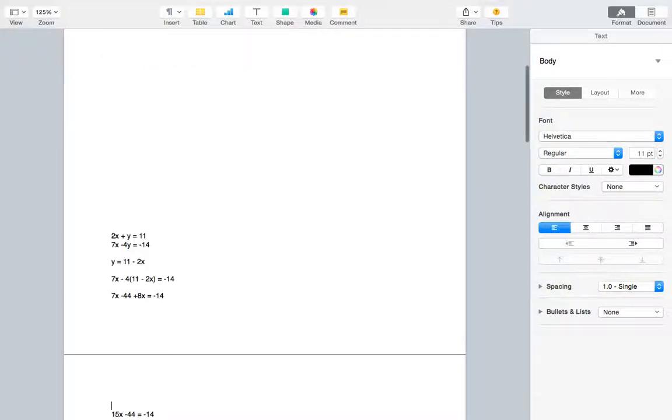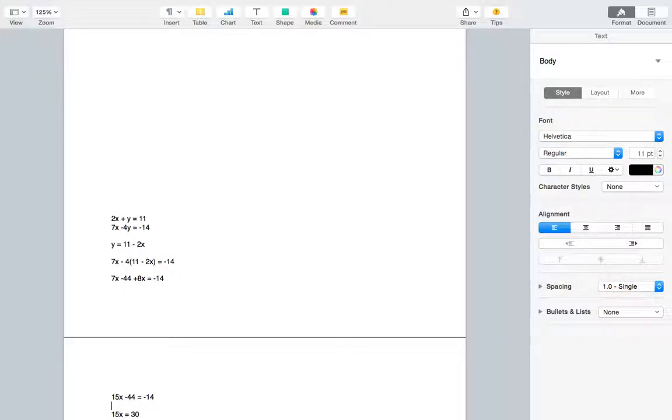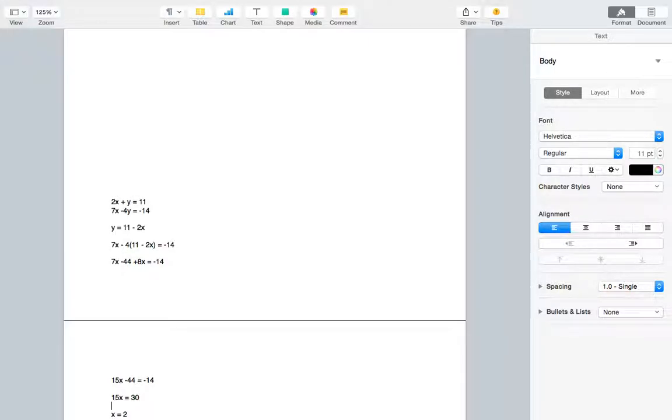Combine like terms. 15x minus 44 equals -14. You want to isolate x, so move the -44 to the other side by adding it to both sides. Cancels out on the left, gives you 30. So 15x equals 30, divide both sides by 15 to isolate x. So you get x equals 2.